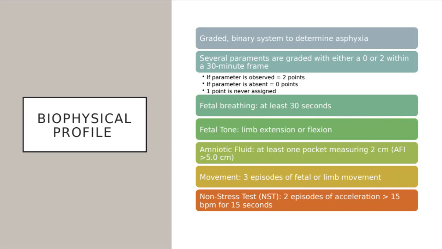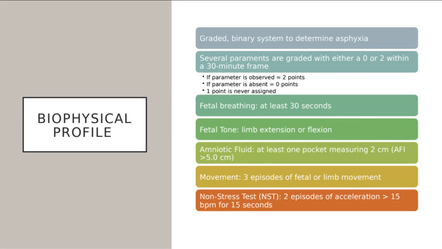Now, fetal breathing, we want to be observing that for at least 30 seconds. We don't want to just see one breath and then say, oh yeah, they're breathing. No, we need to watch that they're consistently breathing in a pretty steady pattern. Now fetal tone, we want to see limb extension or flexion. Typically we want to see both. Amniotic fluid, we want to have a nice normal level of that fluid.